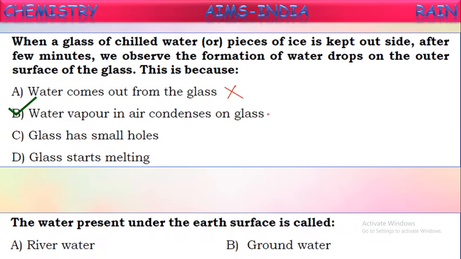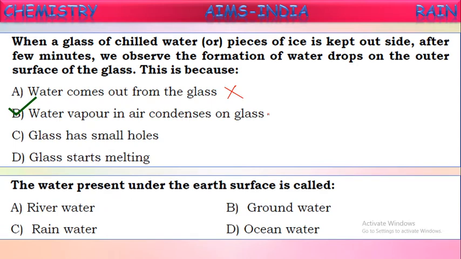Okay. Next one. The water present under the earth surface is called. Yes, what is it called? The water present under the earth surface is called groundwater. The water present on the surface of the earth is called surface water. Based upon the presence, water can be classified into these two: surface water and groundwater. The water present on the surface of the earth is called surface water. For example, lake water, river water, pond water.